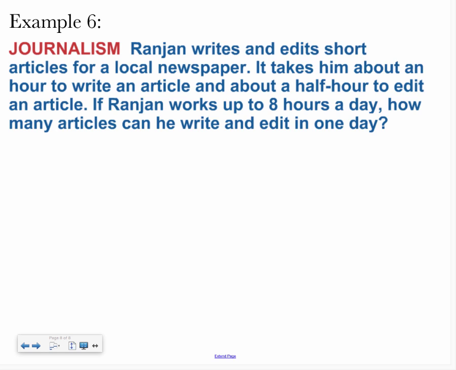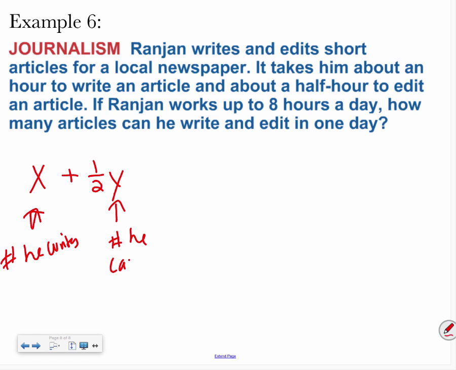So if we look at this, let's write an inequality. I'm going to say x is the number of articles he can write in a day, and they take him 1 hour. So that would be 1 times an article. I can get rid of the 1 because we never have to write 1 in front of a variable. And then it takes a half hour to edit a paper. So x is the number he can write. Y is the number he can edit.